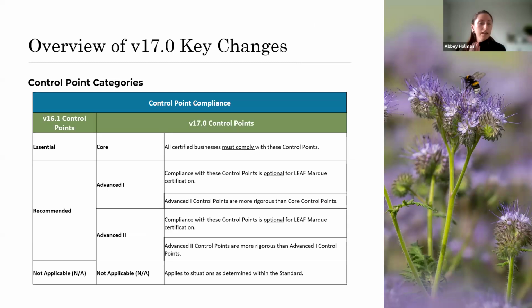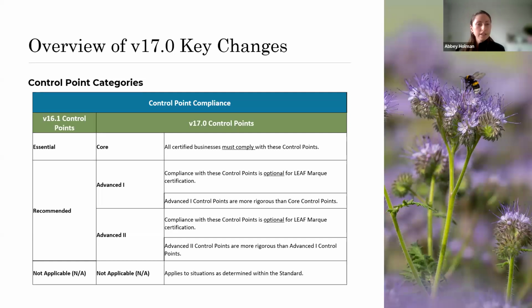Another key change to be aware of within version 17, which we again went into more detail about in our introduction webinar, available on our YouTube channel, is the shift in our approach to categorizing control points and moving towards a more tiered approach to the LeafMark standard.